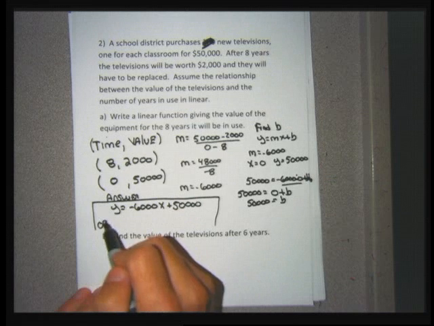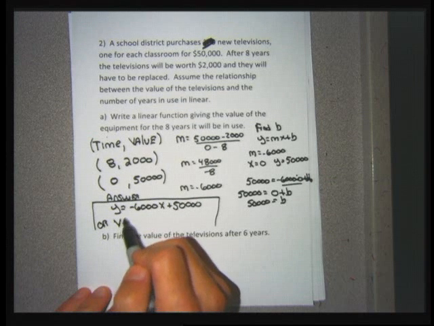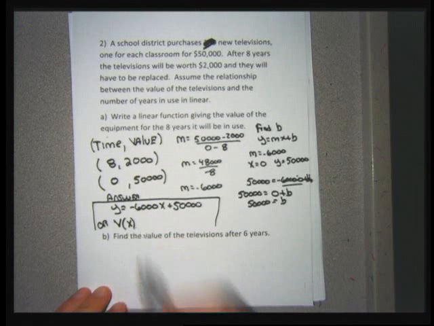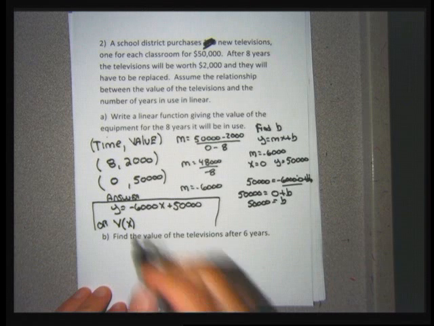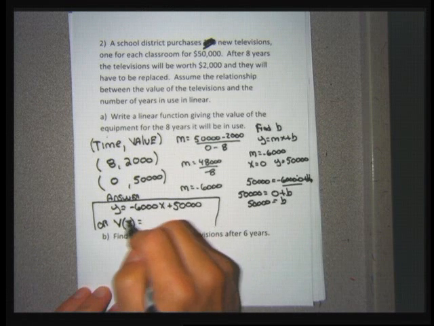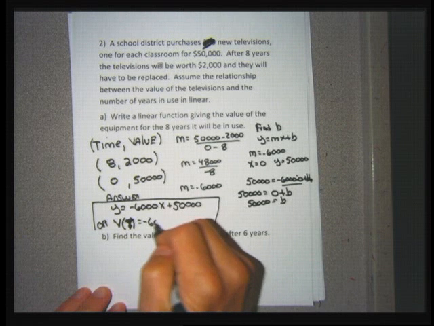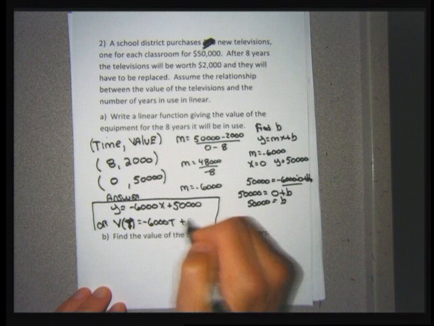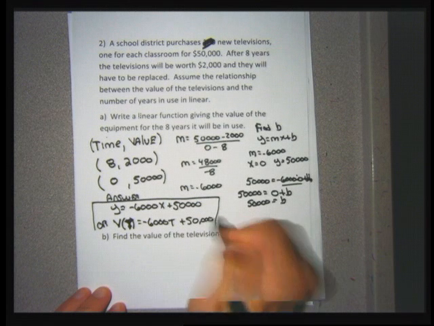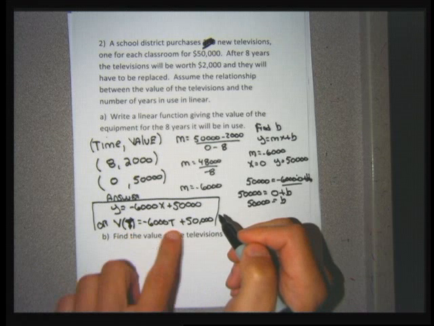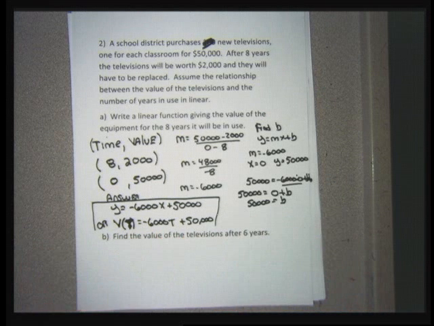I might do this: v for value. I could do v of t, value over time, equals negative 6,000t plus 50,000. This might be a much nicer name. It shows that the value relates to time rather than the y and the x. Using letters that are maybe relevant might make it easier when you go to answer the question that's posed, but either of those would give you full credit.